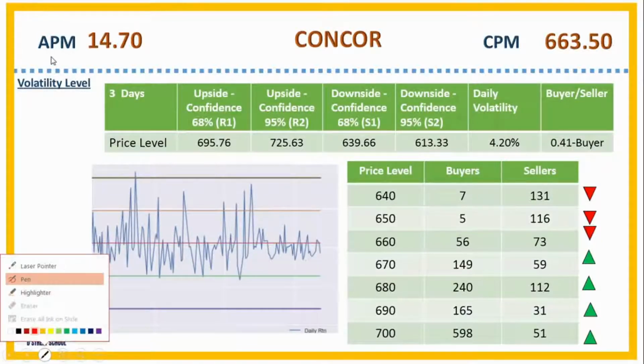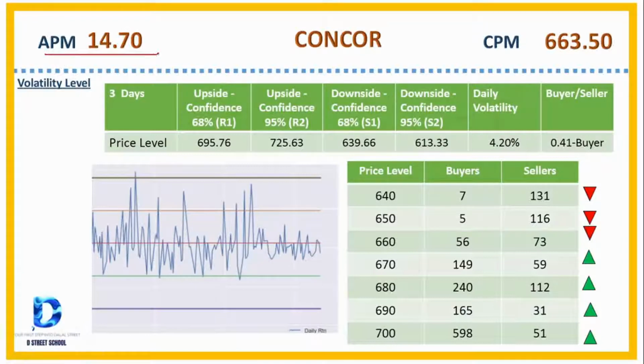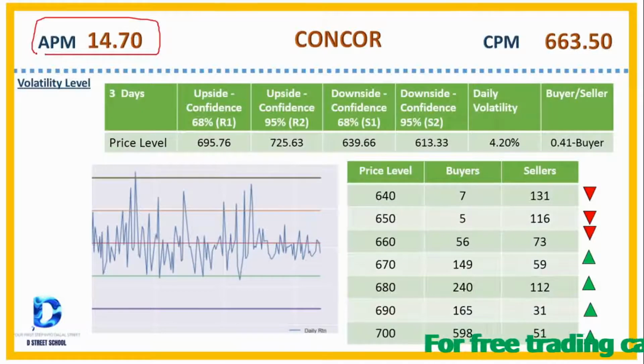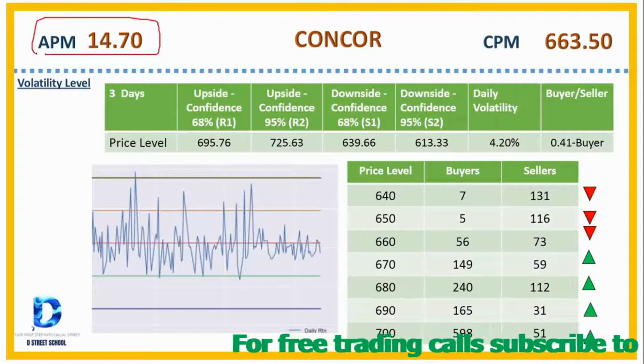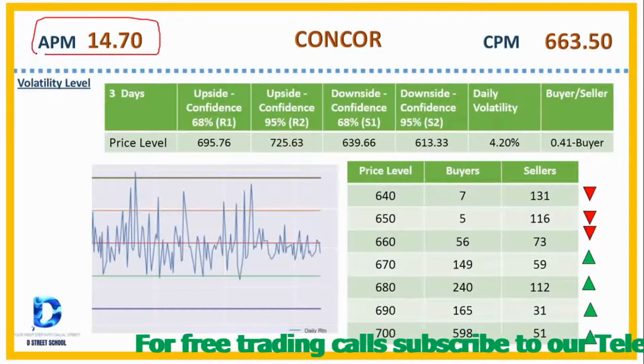The average price movement for CONCOR is 14 rupees 75 paise, which means we pulled the data for the last 1 year and calculated the average price movement. So every day CONCOR moves 14 rupees 75 paise on average. This is the CONCOR APM, average price movement.